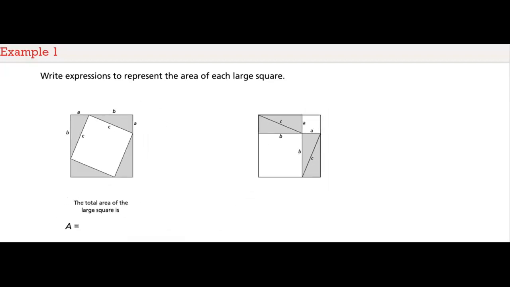So the total area of the first large square is equal to 4 times the area of each right triangle, or 4 times the quantity 1/2 times A times B, plus the area of the square in the center, which is C squared. The total area of the second large square is equal to the sum of the area of each of its parts, or AB plus AB, plus A squared plus B squared.